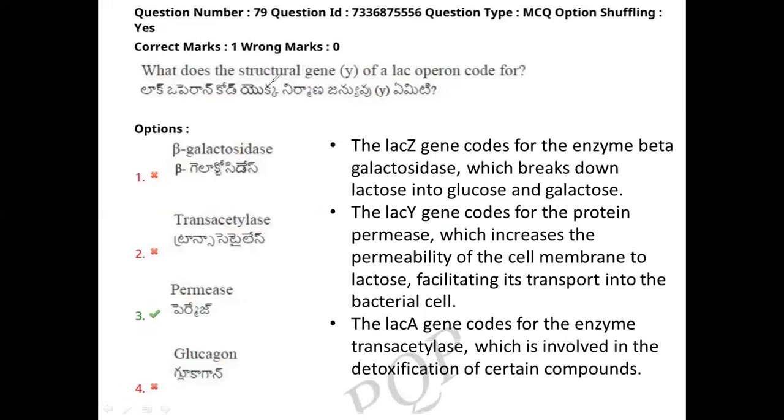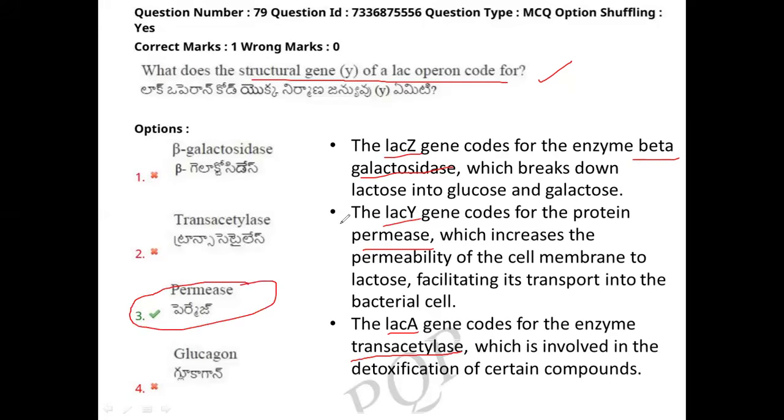Next. What does the structural gene Y of the lac operon code for? Very important topic, lac operon. It's there in the channel. Go through that. Very important and very interesting topic as well. So the lac operon has three genes, Z, Y, and A. What you need to remember is Z codes for beta galactosidase, Y codes for permease, A codes for beta galactosidase transacetylase or simply transacetylase. Done. So the question asks about Y, which codes for permease, is your answer.